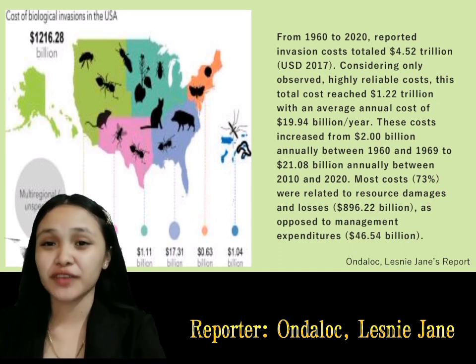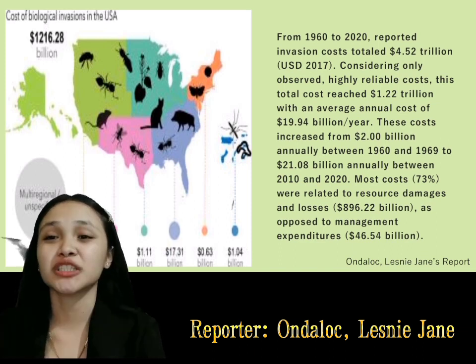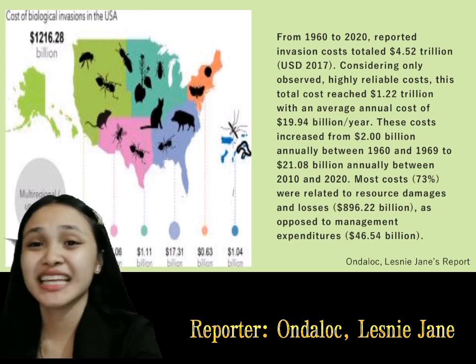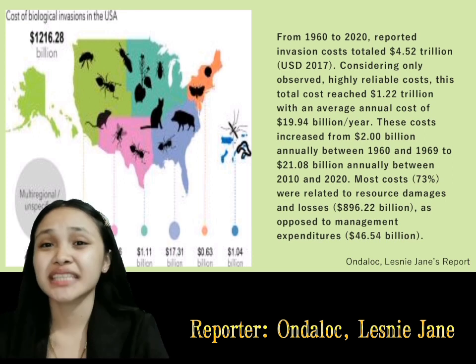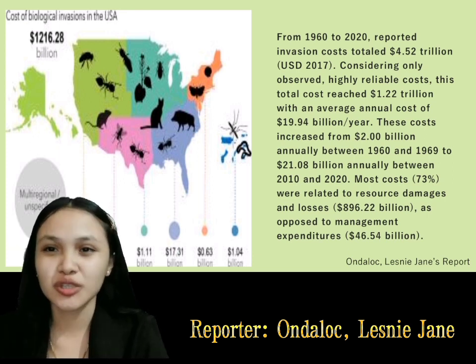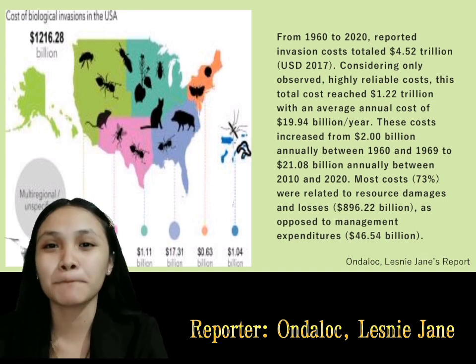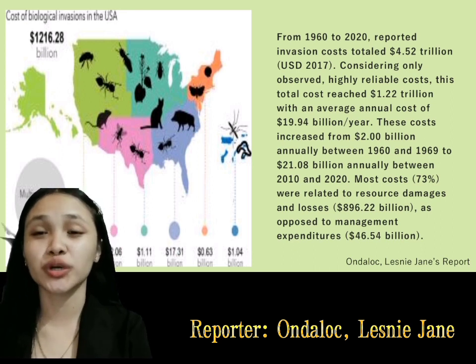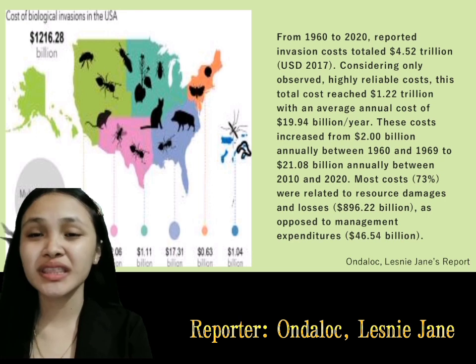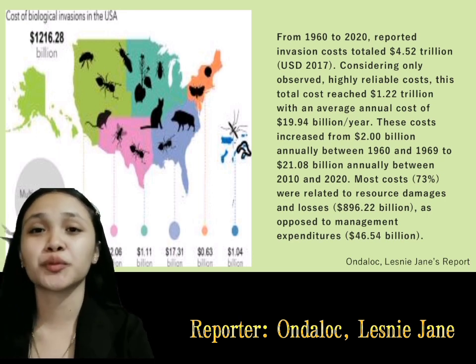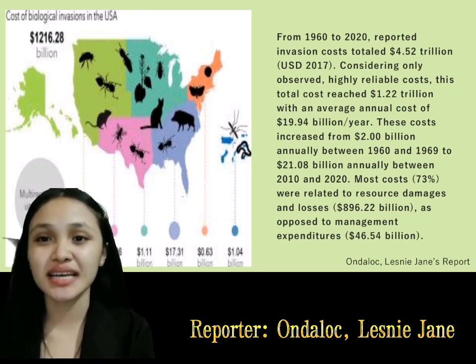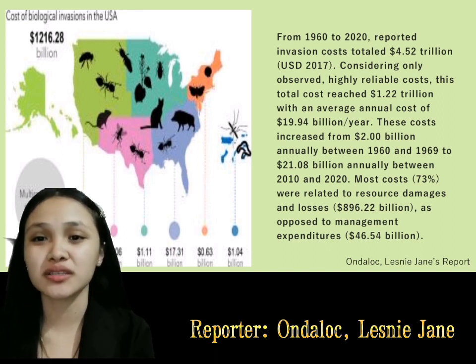The reported cost of invasion from 1960 to 2020 was $4.52 trillion USD in 2017. If only observed and highly reliable costs are taken into consideration, the entire cost came to $1.22 trillion, or an average annual cost of $19.94 billion. Between 1960 and 1969, these costs were $2 billion annually. From 2010 to 2020, they were $21.08 billion annually. The majority of expenses were for resource losses and damages, as opposed to management costs.